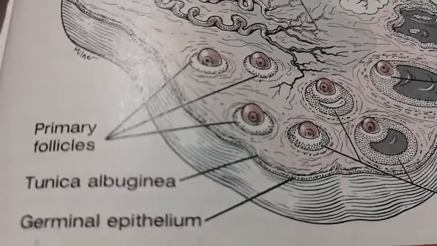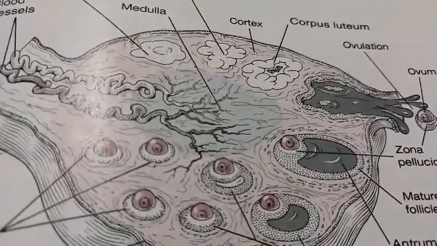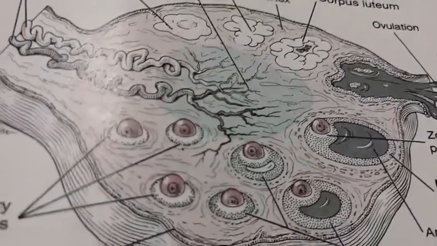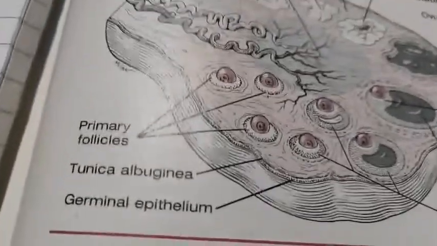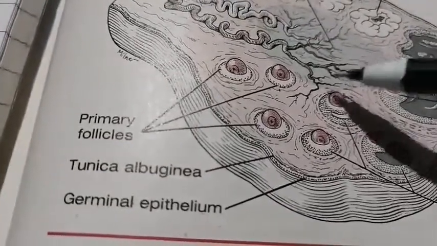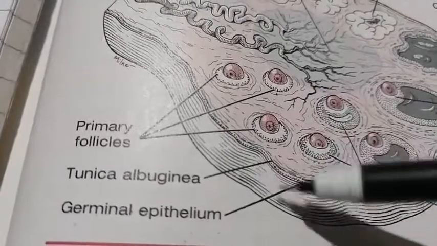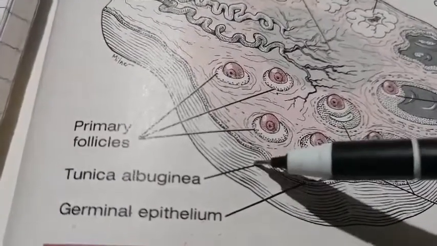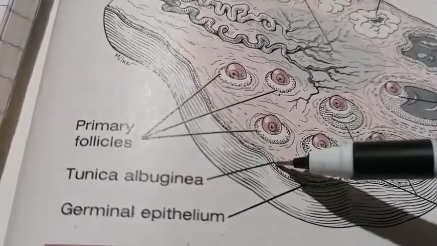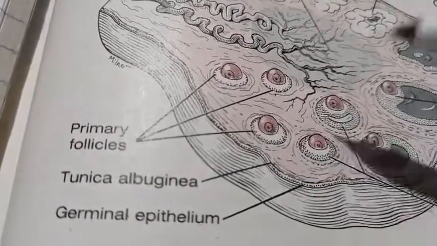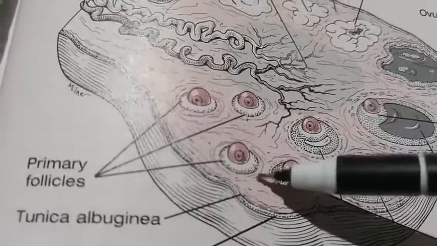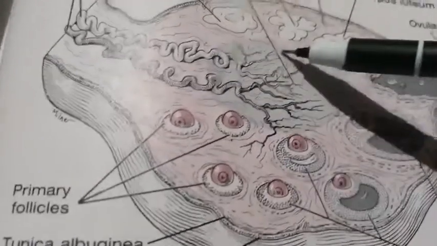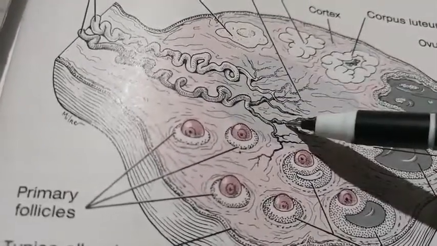So let's start with our lecture 14. So this is the structure of your ovary. It is the section of your ovary, isn't it? Now what do you see in this? You can see that it has got an outer layer which is called as what? Germinal epithelium. Then inner to it is your tunica albuginea. Okay, and this part is called as what? Cortex, and this part is your medulla.